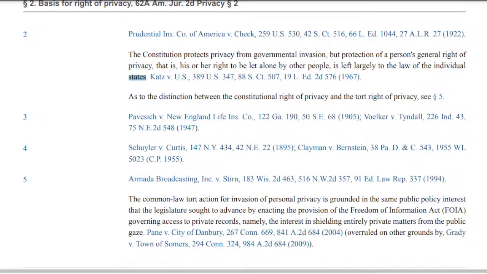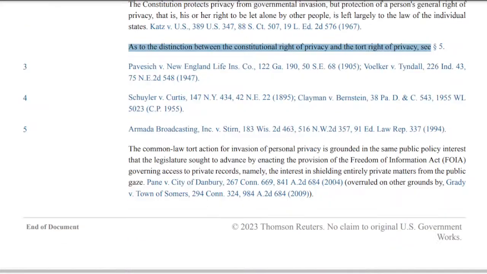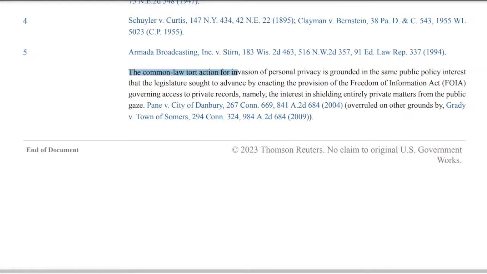So each state is going to have largely the laws to protect the general right of privacy. As to the distinction between constitutional right of privacy and the tort right of privacy, see Section 5, which we'll get to shortly. And this one here, the common law tort action for invasion of privacy is grounded in the same public policy interest that the legislature sought to advance by enacting the provision of the Freedom of Information Act, FOIA, governing access to private records, namely the interest in shielding entirely private matters from the public gaze.